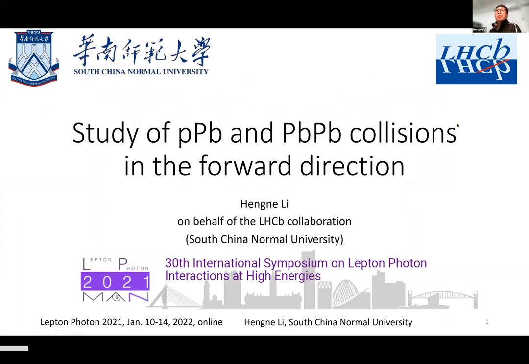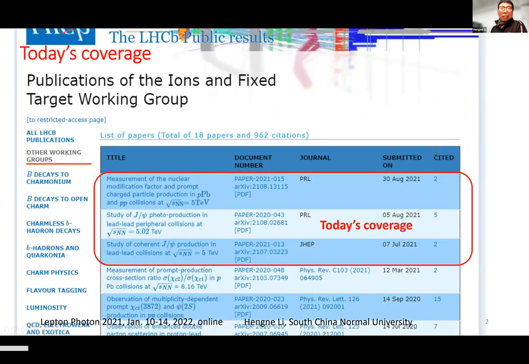All right, so today I will talk about the proton-lead and lead-lead collisions in the forward region. Basically, we're talking about LHCb results, but the title is too big, right? In fact, I will only cover 3 analyses in today's talk. These are the photon-induced production of J/psi and psi(2S), and also J/psi production, and also the prompt charged hadron, charged particle production in proton-lead, and compared with lead-proton collisions. These are analyses that we recently submitted.